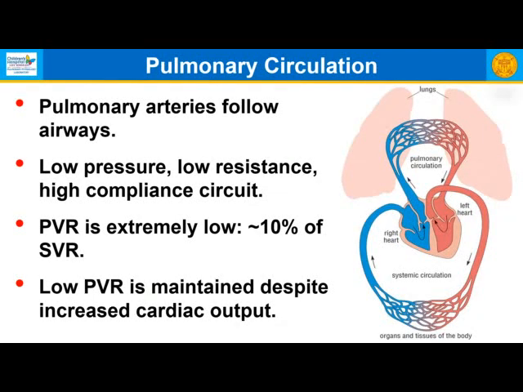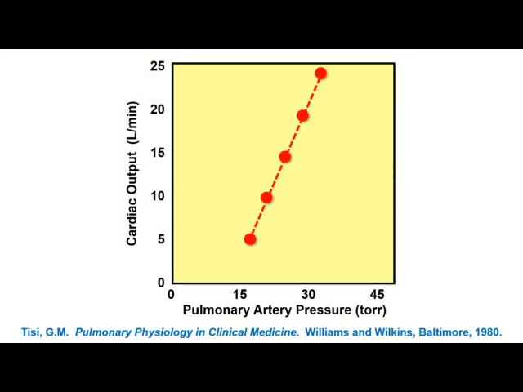And low pulmonary vascular resistance is maintained despite increased cardiac output. Here we have an example of cardiac output increasing. So this might be cardiac output at rest. This might be cardiac output at maximal exercise. And you can see that pulmonary artery pressure does increase some, but not as much as cardiac output increases. So for a 5 times increase in cardiac output, you have maybe a 2 times increase in pulmonary artery pressure.